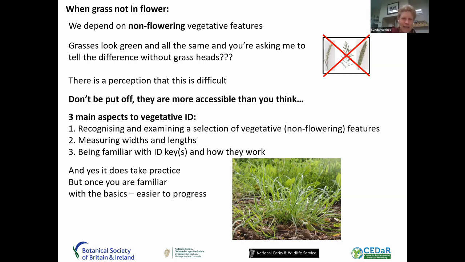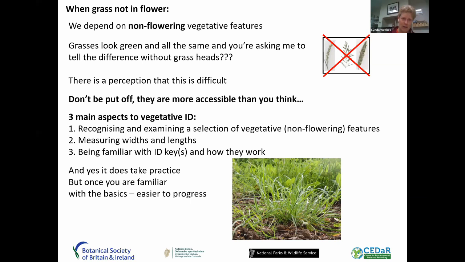There are just 3 main aspects to vegetative grass ID that are important. And they're simply recognizing and examining a selection of vegetative features, first of all. And we're going to go through those. There are about 8 categories, and I'll go through those today. So if you're clear and you can recognize those, you're a long way to identifying grasses vegetatively.